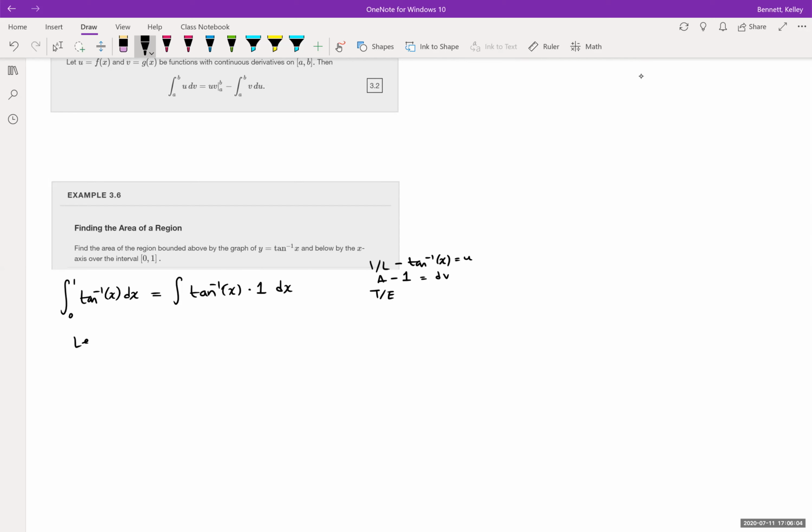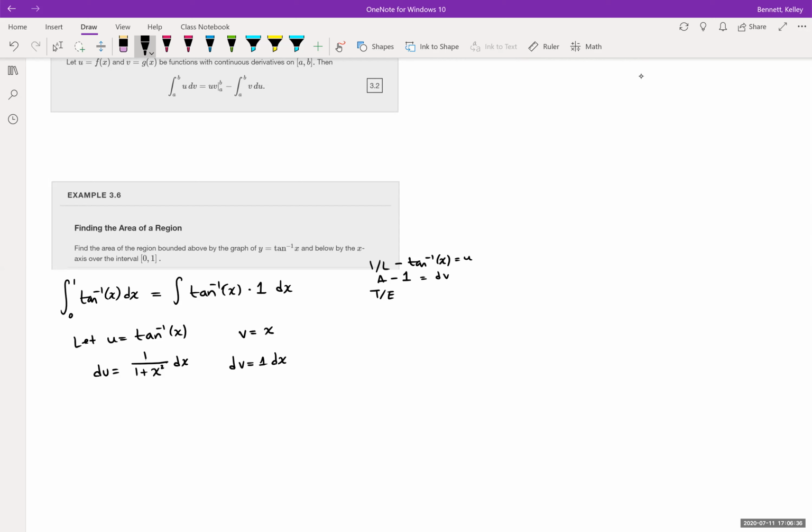So if we let u equal, I guess I should stay consistent with my notation. If I let u equal arctan of x, and then I let dv equal 1 times dx, then v is the easy guy, it's just x. And the derivative of arctan, I hope you guys remember this from Calculus 1, it's 1 over 1 plus x squared.